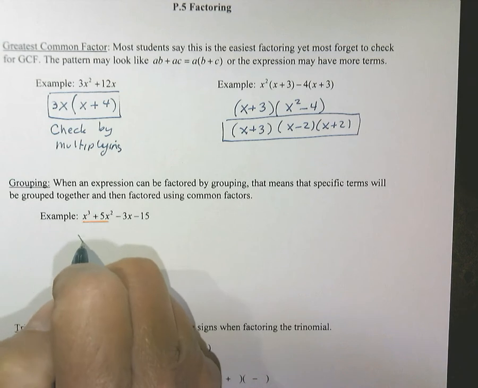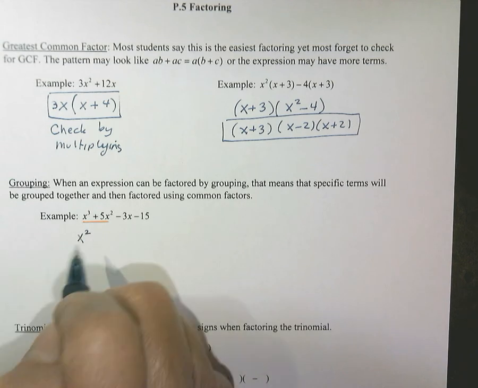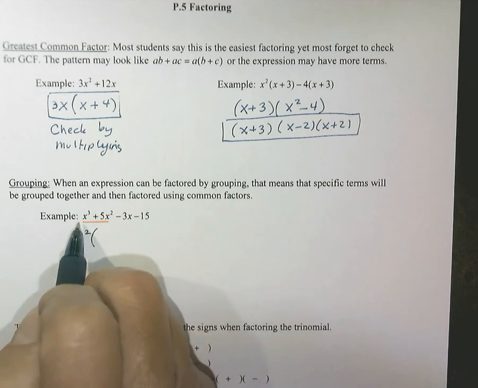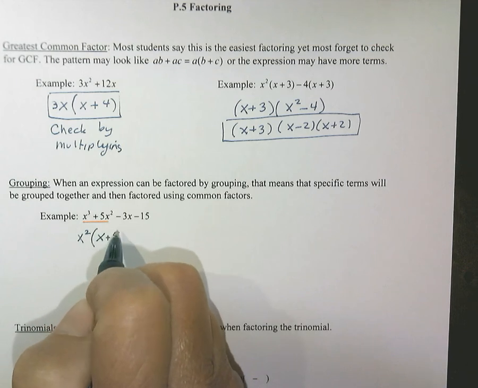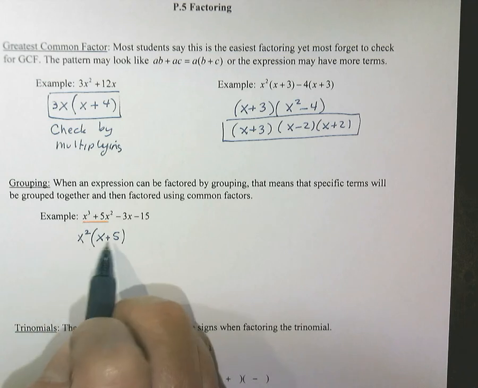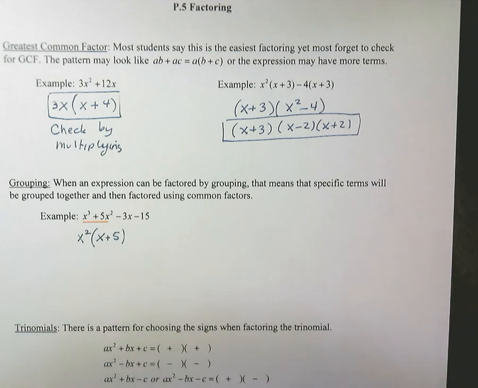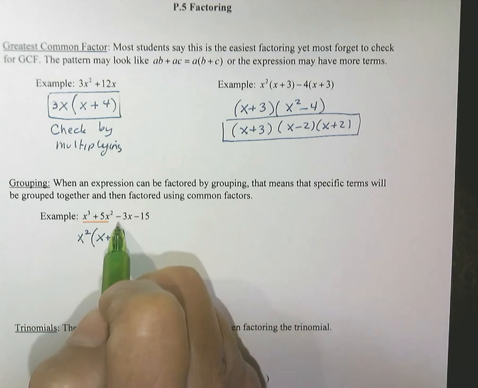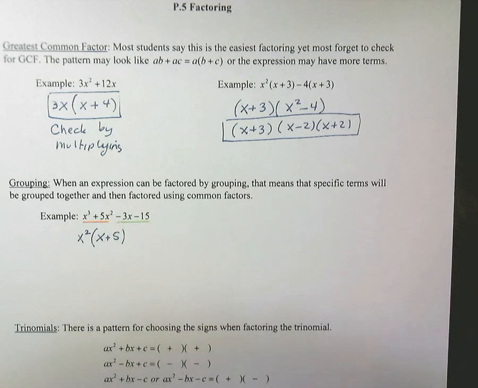So the greatest common factor is going to be x squared. If I factor out an x squared, I'm left with x plus 5. And as always, check. X squared times x is going to be x cubed. X squared multiplied by 5 is 5x squared. Then I'm going to look at these 2 terms, negative 3x and a negative 15.